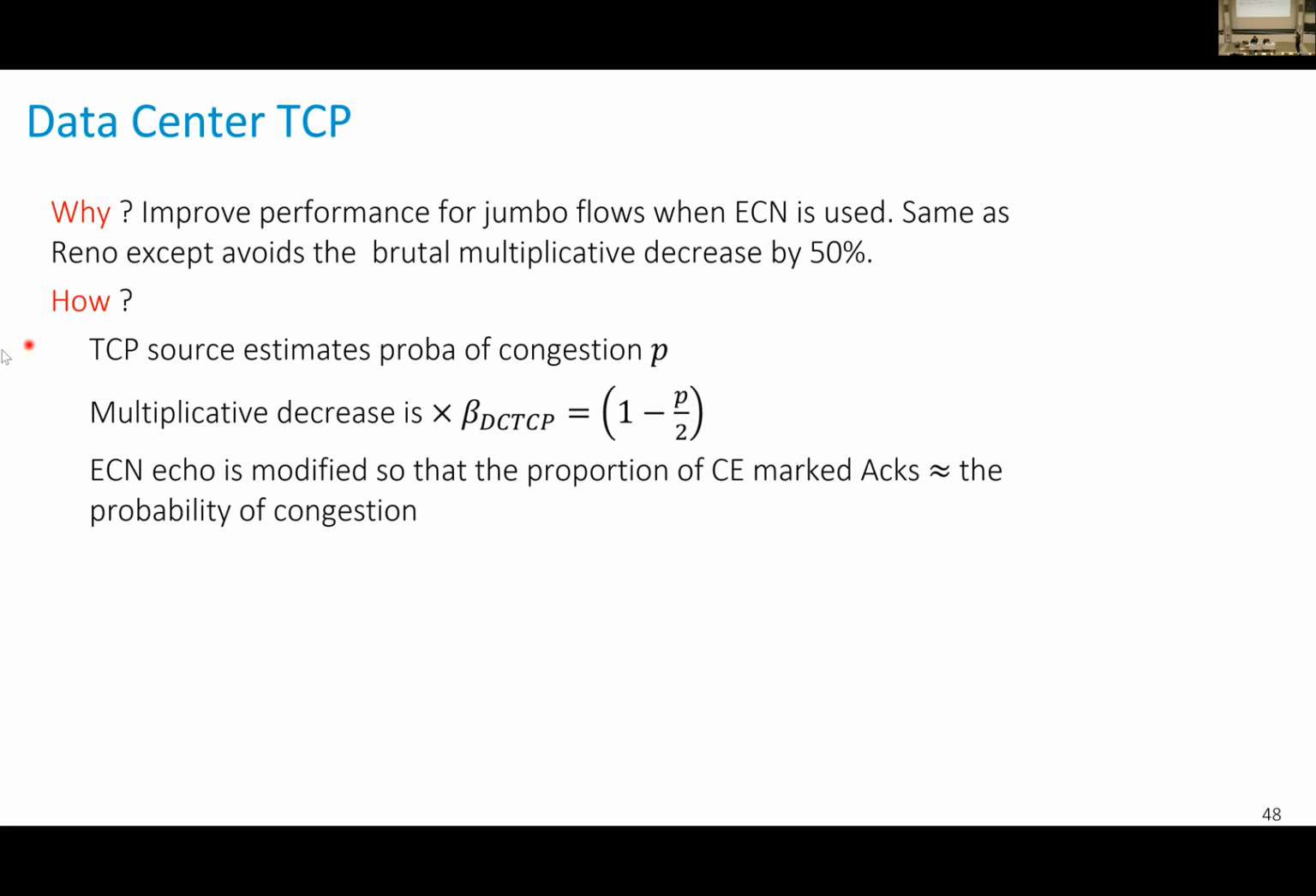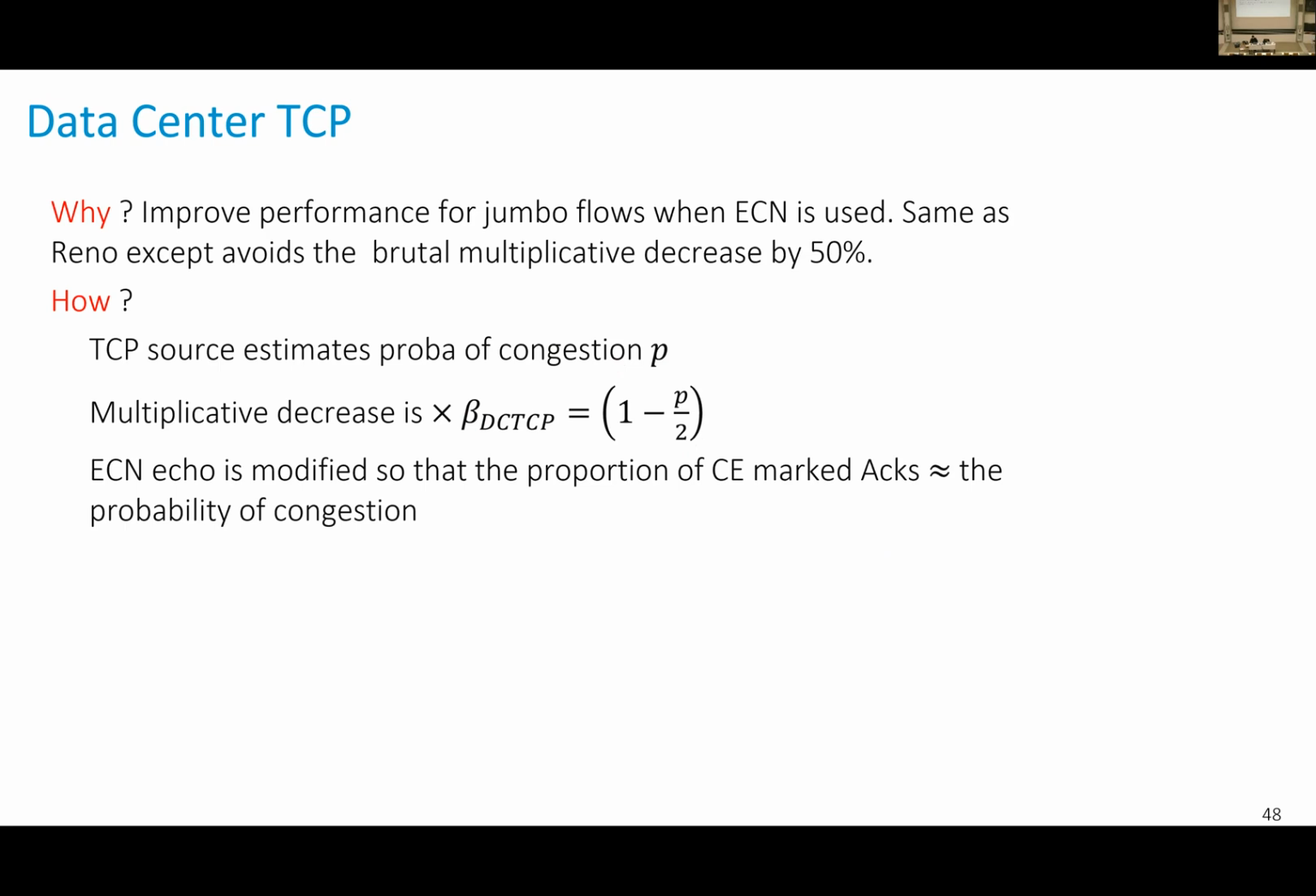We will do something else. The TCP source looks at all the marked packets, counts how many packets are marked, how many not, and tries to infer the probability p of having a packet marked. And then the multiplicative decrease is by 1 minus p over 2. So if 100% of the packets are marked congested, it will reduce by 50%. That's the multiplicative decrease of TCP Reno.